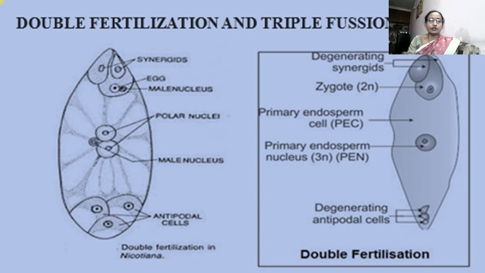Here is the embryo sac showing the fertilization, with one degenerating synergid and another synergid. There is the zygote formation. But in today's topic we are going to study the endosperm. At the center of this embryo sac, the primary endosperm cell is produced, with the primary endosperm nucleus resulting from triple fusion, and this is the main topic of today's lecture.